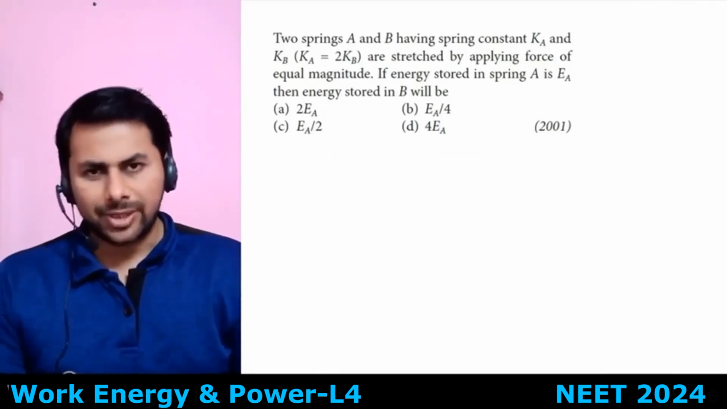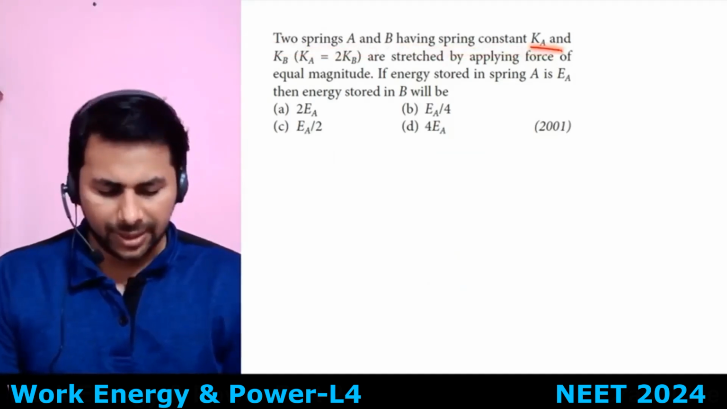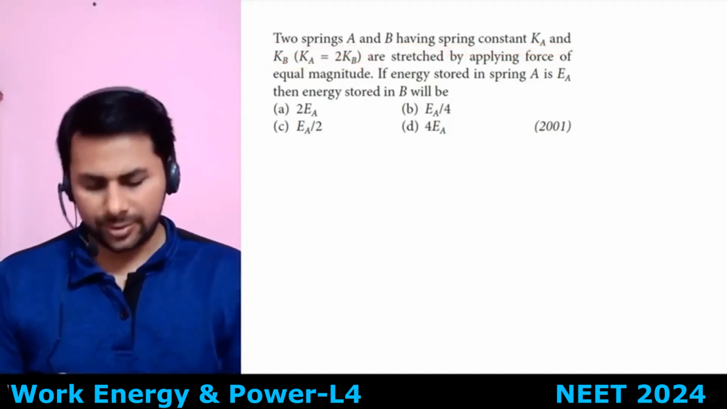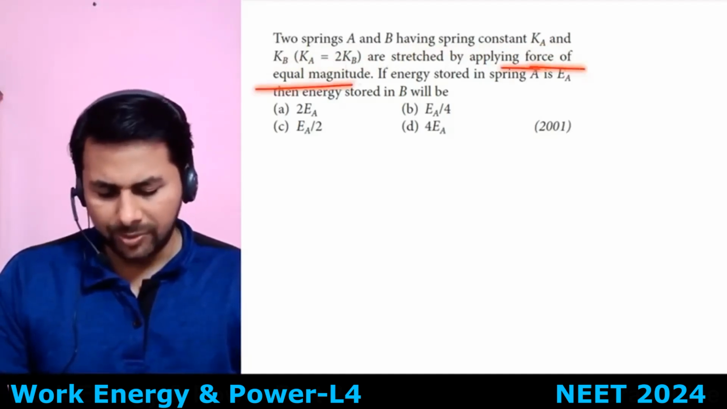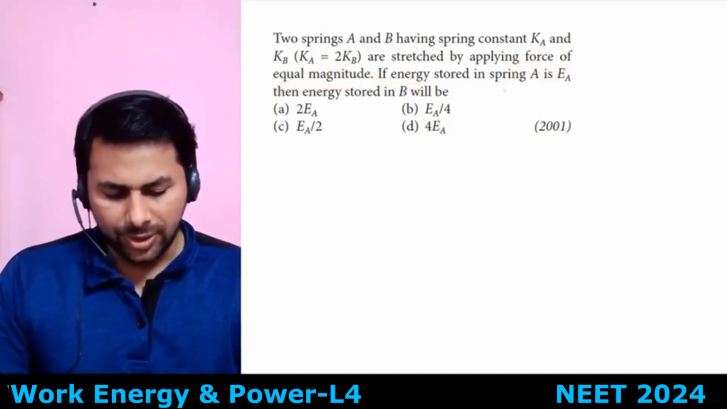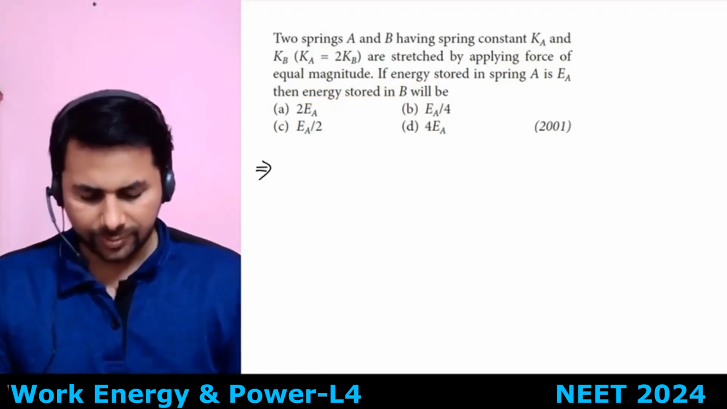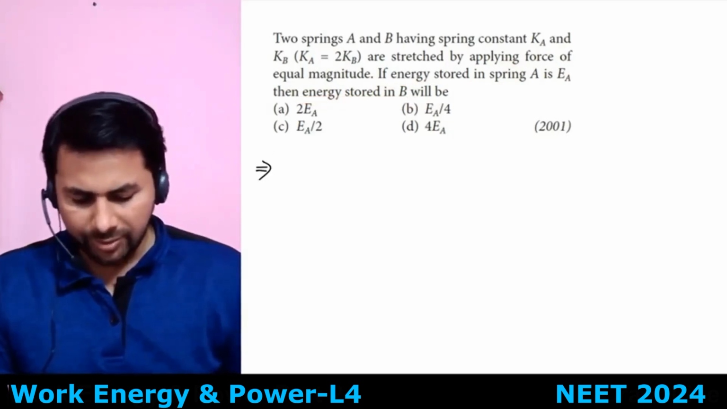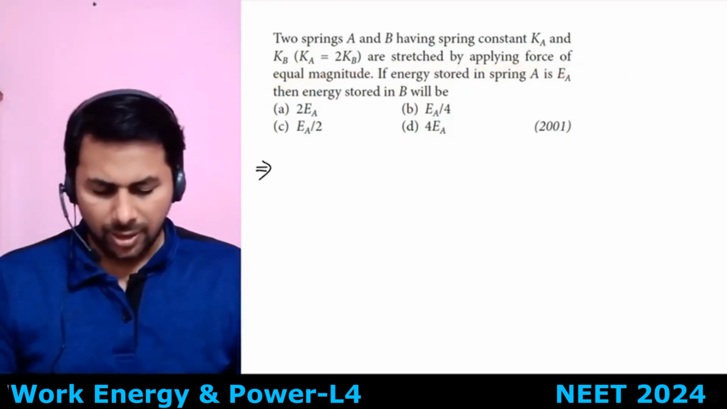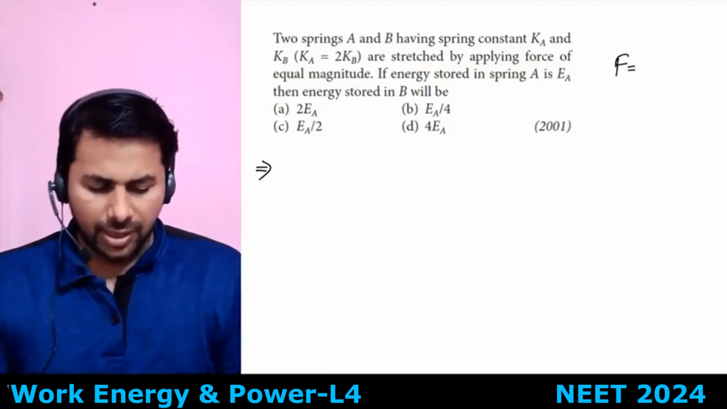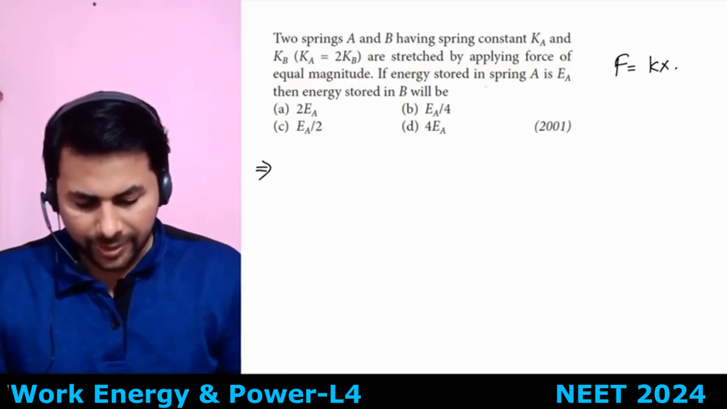All right. Let's move on to the next problem. Two springs A and B having spring constants Ka and Kb, with the ratio Ka equals 2 Kb, are stretched by applying a force of equal magnitude. If the energy stored in spring A is Ea, then the energy stored in B will be. What is given? Force of equal magnitude. So what is the spring force in magnitude? Kx.